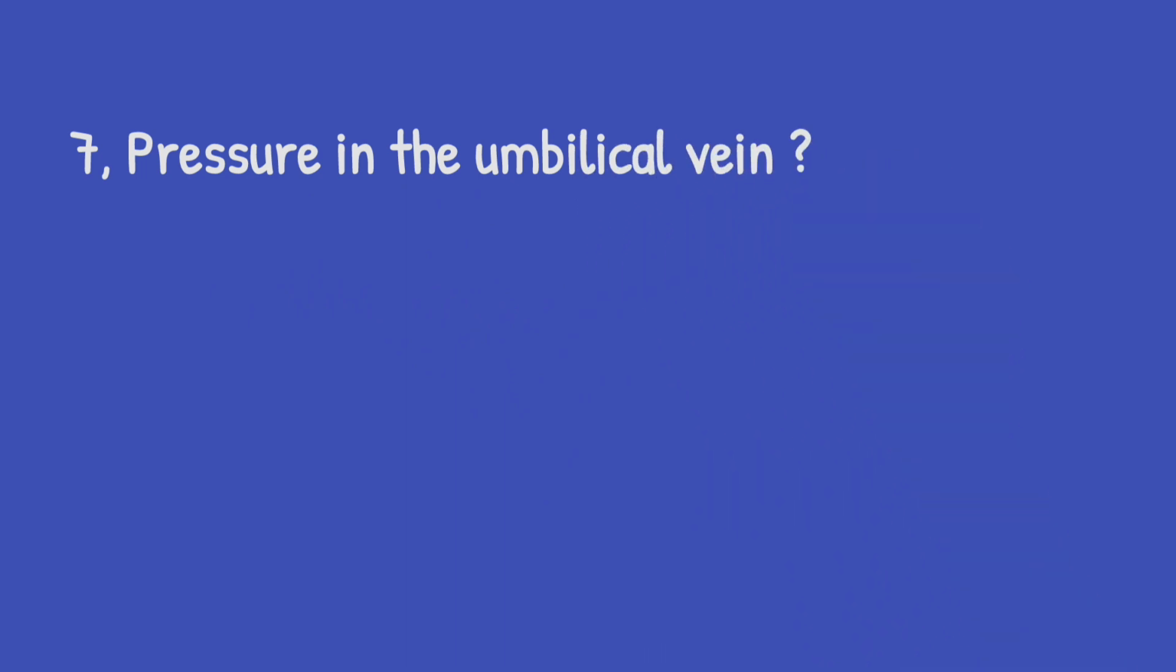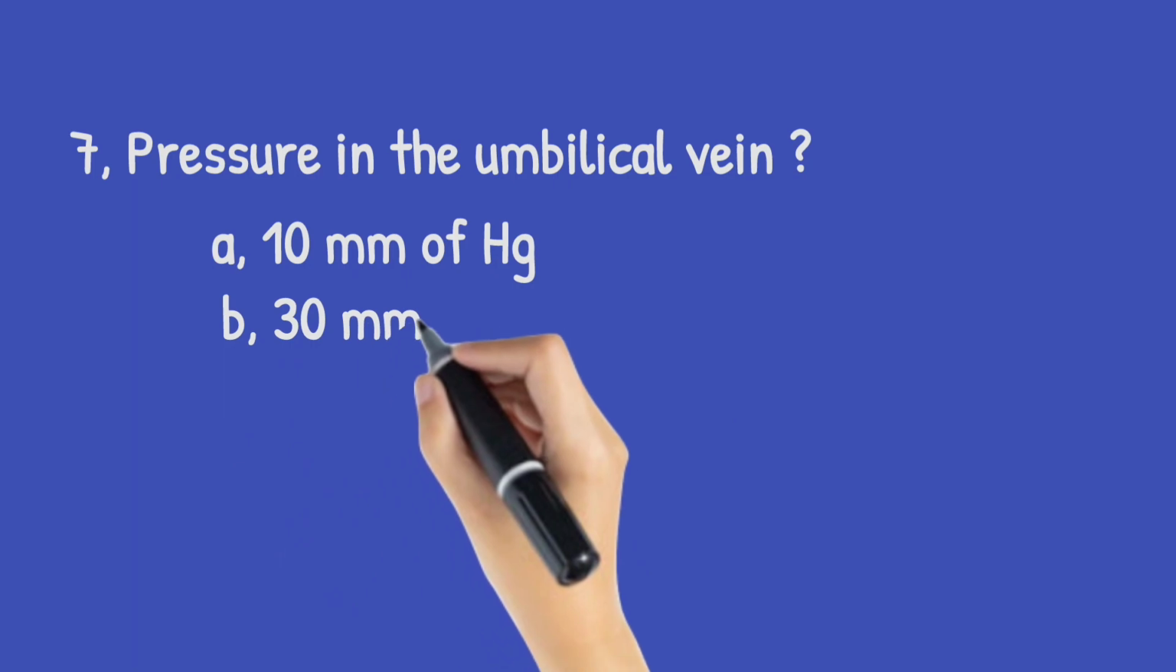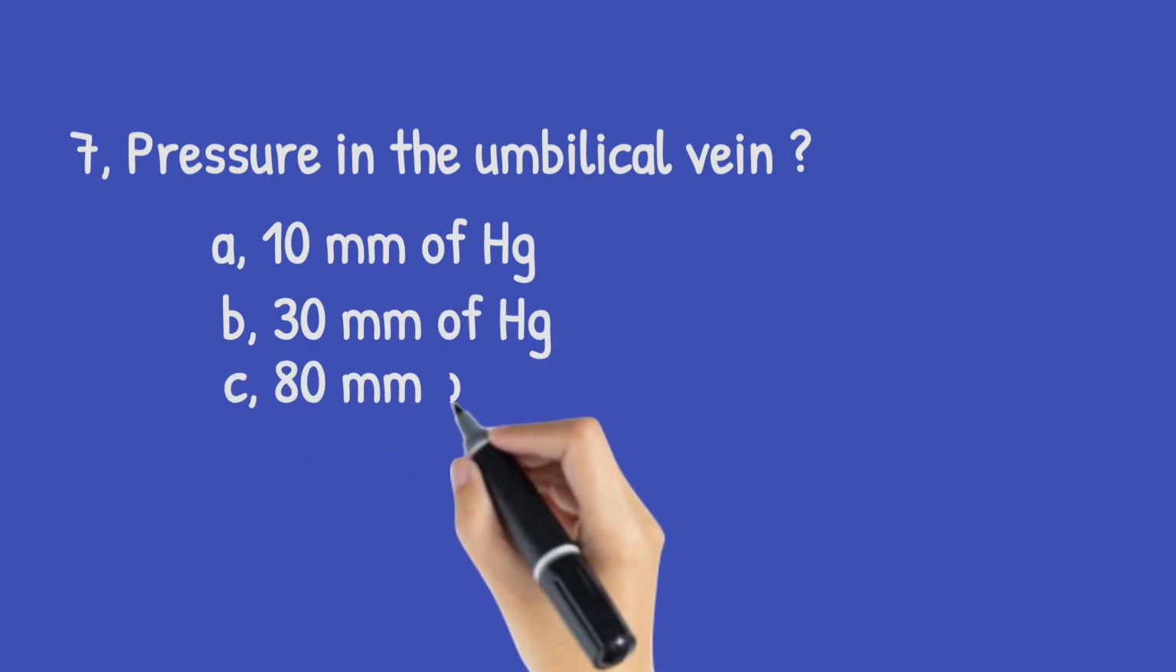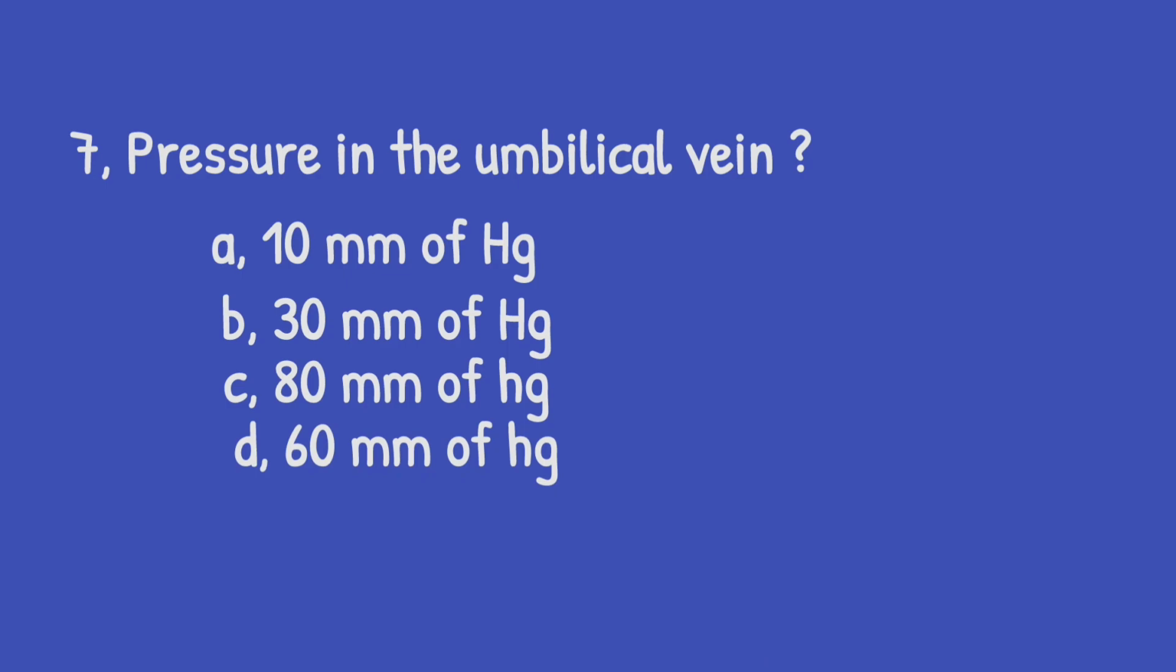Pressure in the umbilical vein is: option A, 10 mm of Hg; option B, 30 mm of Hg; option C, 80 mm of Hg; and option D, 60 mm of Hg. The answer is option A, 10 mm of Hg. The pressure in the umbilical vein is 10 mm of Hg and pressure in the umbilical artery is 60 mm of Hg.